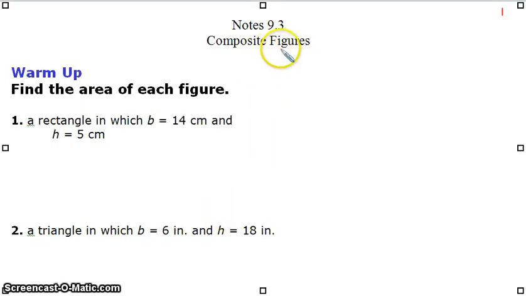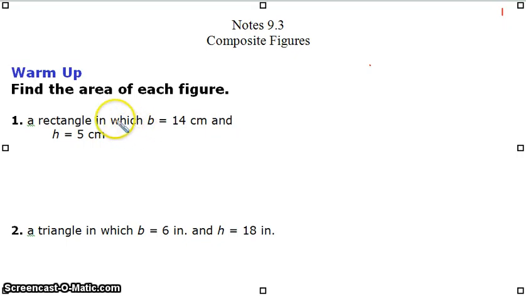Okay, so we're going to do notes 9-3 in your book. It's composite figures. What composite means is when we are pushing together two or more shapes to make another shape. And what we have here for our first one, we'll just kind of do a warm-up, just to remember what we're doing here: find the area of each figure.